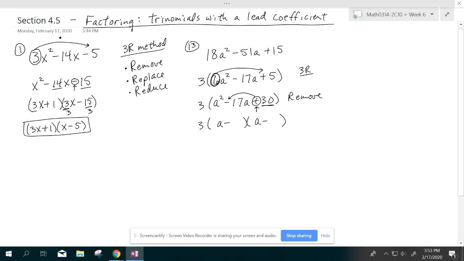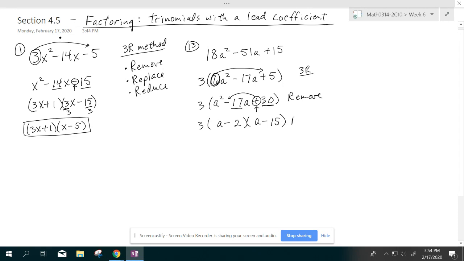I didn't even get to finish. That's okay. Look at you like a panther. Oh, you're going to pounce on it. Multiply to make 30, add to make 17. What did you say? Okay, 2 and 15.